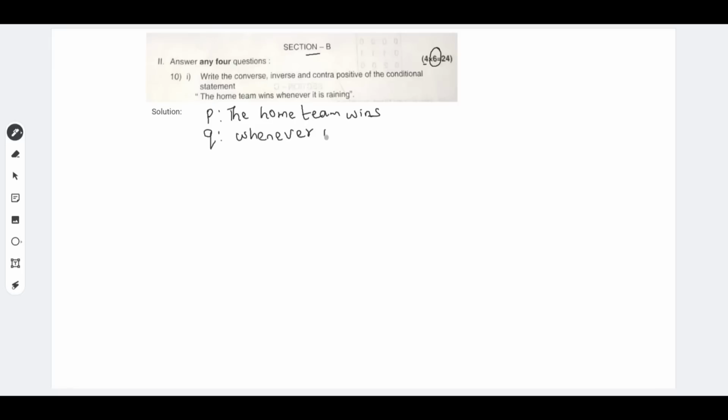Whenever it is raining. Now this sentence we are going to change into the converse. What will the converse be? The converse is Q implies P. That means: whenever it is raining, the home team wins.